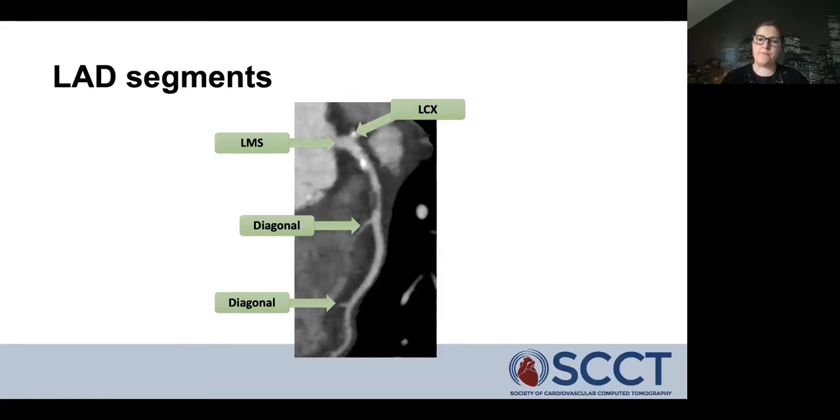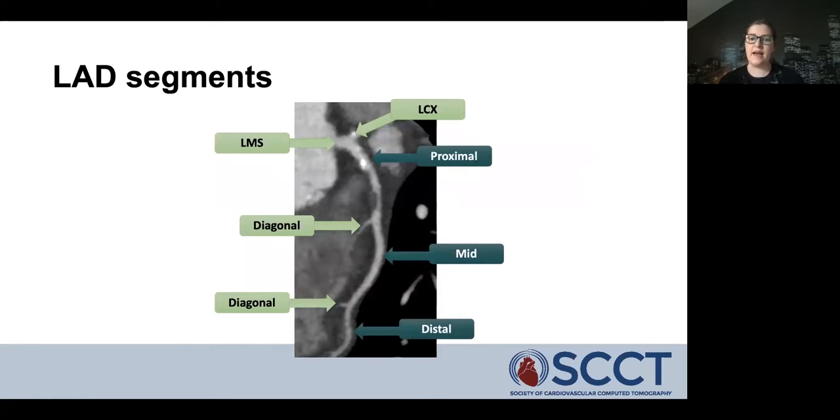For us, we base it on where the diagonal vessels are. So we've got the left main stem up at the top, which branches into the left circumflex and the LAD, and then the diagonal branches help us work out where the different segments begin and end. We've got three segments. We've got the proximal segment from the left circumflex to the first diagonal, the mid segment from the first diagonal to the second diagonal, and then the distal vessel from the second diagonal down the way.